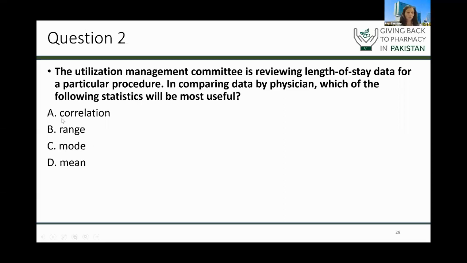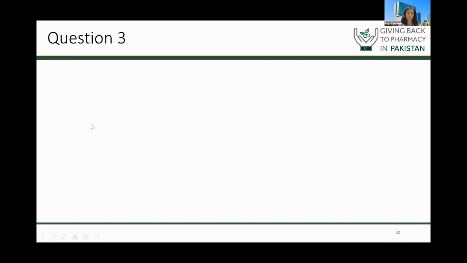Correlation is used to describe the relationship between two variables. The range is the distribution of the variables. The mode is the most frequently repeated value. The mean is the average that you would use to understand the difference between two sets of your data. So here you would want to use the mean because the other tests are not applicable in this case.